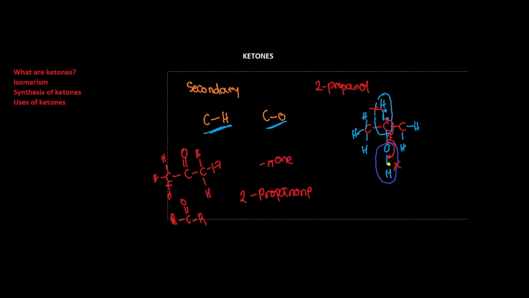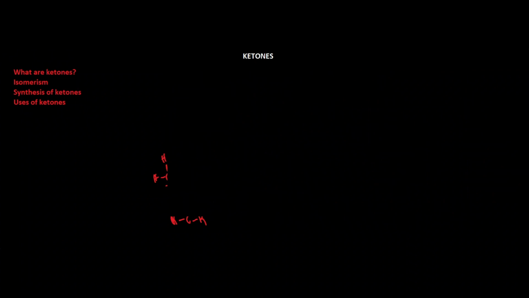Now it's important for us to take note of the fact that ketones cannot be synthesized from tertiary alcohols. Now, what is a tertiary alcohol? A tertiary alcohol is simply an alcohol in which the hydroxyl group is attached to a carbon atom that is attached to 3 other carbon atoms. So if we have a carbon atom attached to 3 other carbon atoms, let me highlight the tertiary carbon with red. So it also has a carbon atom here, and then we have the hydroxyl group here.